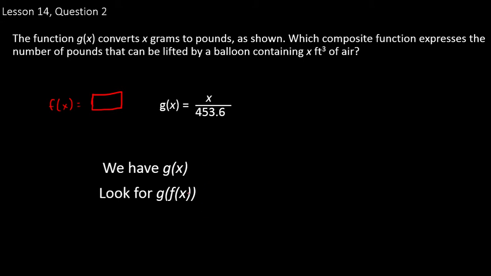So beyond that, what am I going to do to make this a composite function? I have g of x, I have f of x. What do I need to do to make this a composite function? Well, if you remember, this means that I take f of x and insert it anywhere I see x. So g of f of x would be equal to f of x divided by 453.6. But of course you won't write f of x, you'll write your function. And that will be our composite function that will describe the number of pounds that can be lifted by a balloon containing x cubic feet of air.